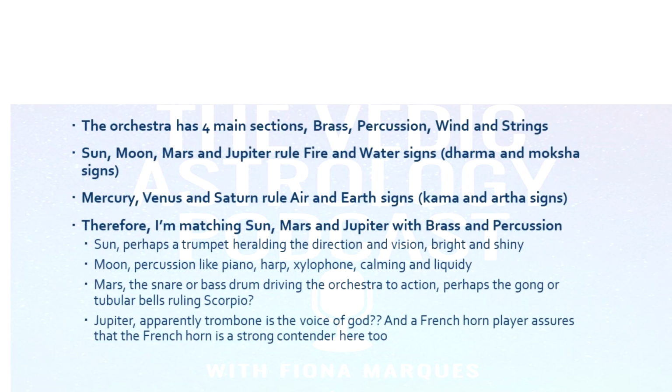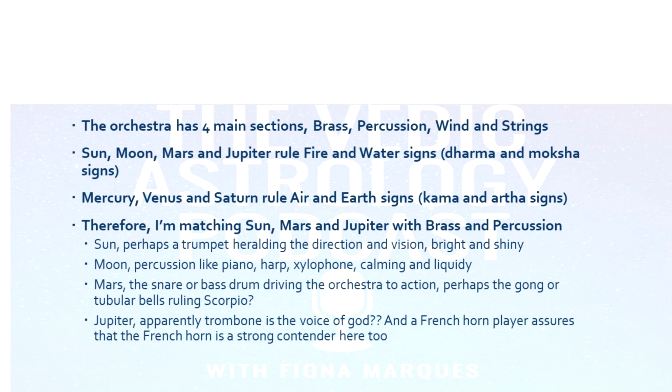And I'm doing that because the orchestra has 4 main sections. It has the brass section, percussion, wind, and strings. And I would like to match up my astrological elements, fire, water, air, and earth, with brass, percussion, wind, and strings. So for me, Sun, Moon, Mars, Jupiter, we know that they have a kinship together because they rule the fire and the water signs. They rule those Dharma and Moksha places.